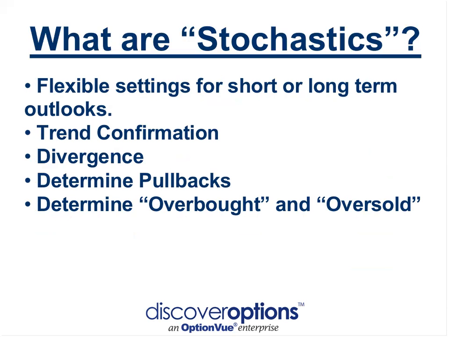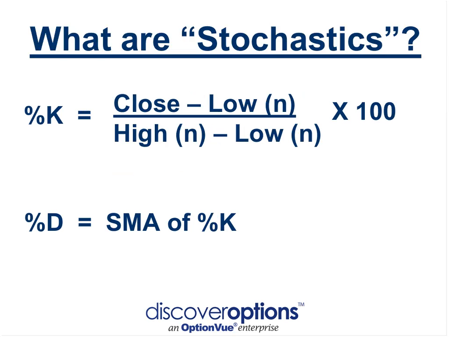Now, we're going to show you that in a second, but in a nutshell, stochastics is just an awesome indicator because it's very flexible. You can use it for trend confirmation, divergence, determining pullbacks, overbought and oversold levels. It's quite a flexible indicator once you get going with it. I think it's easy to conceive and understand, and it's very flexible. So let's go into this a second here.